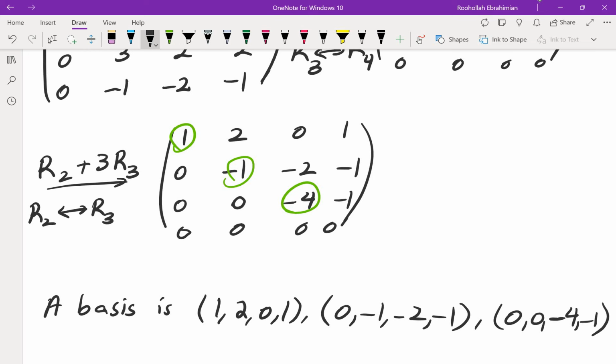So you can also check this one by making sure that these three vectors are linearly independent, which they are because they are in an echelon form. And also they form a basis, meaning that those four vectors are in the span of these.